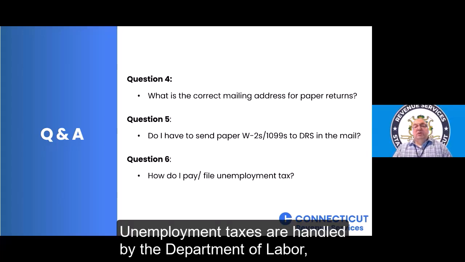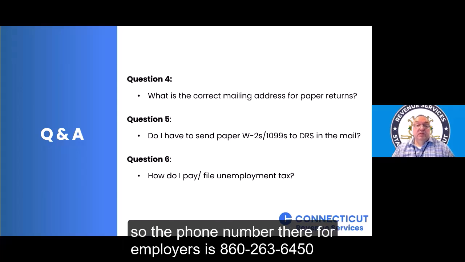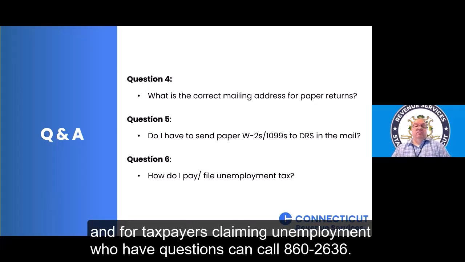Okay, unemployment taxes are handled by the Department of Labor. So the phone number there for employers is 860-263-6450. And taxpayers claiming unemployment who have questions can call 860-263-6.